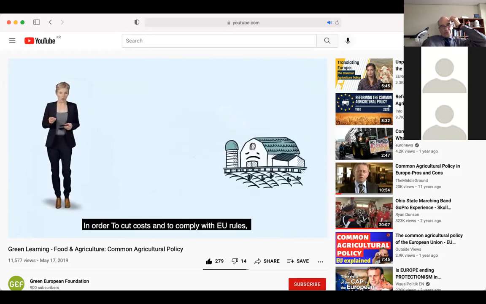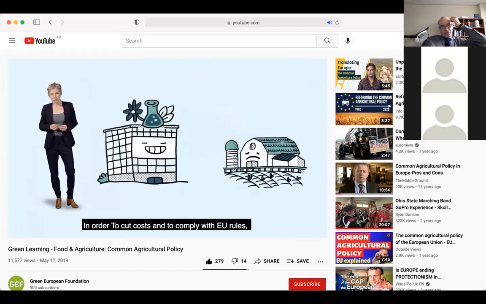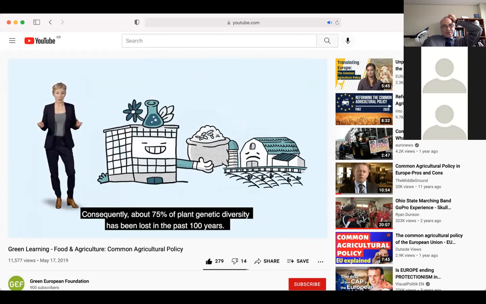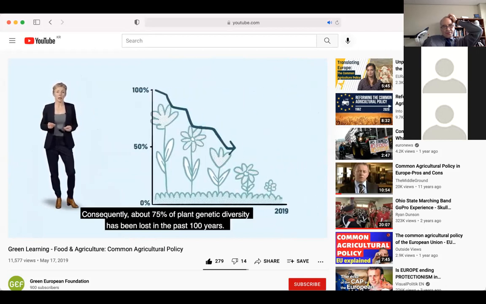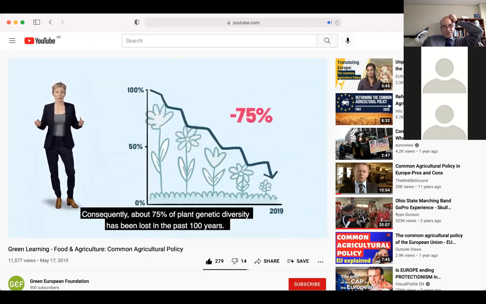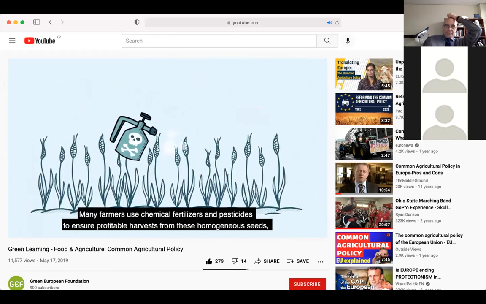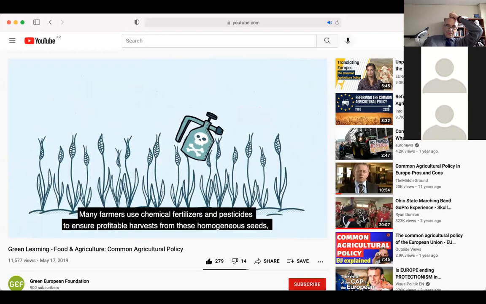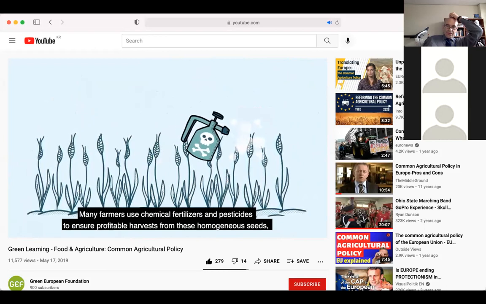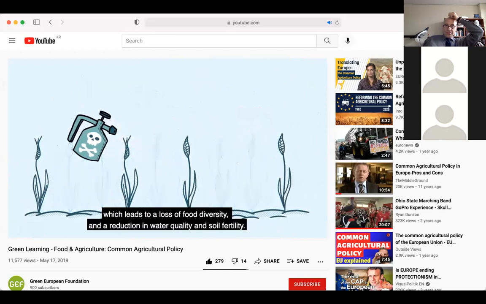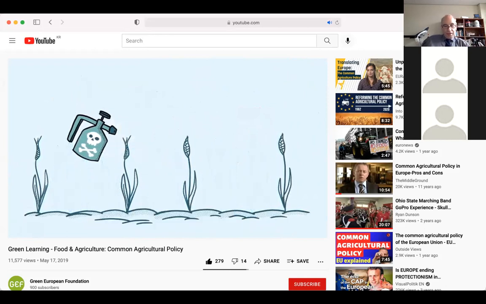In order to cut costs and to comply with EU rules, farmers are forced to buy seeds from a handful of powerful agrochemical corporations. Consequently, about 75% of plant genetic diversity has been lost in the past 100 years. Many farmers use chemical fertilizers and pesticides to ensure profitable harvests from these homogeneous seeds, which leads to a loss of food diversity and a reduction in water quality and soil fertility.